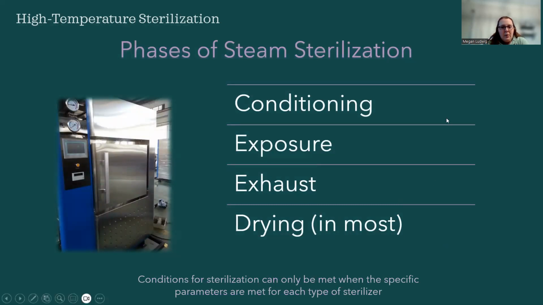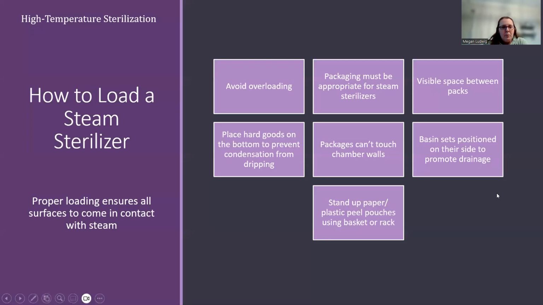All right, phases of the steam sterilizer. We have 4 basic phases here: a conditioning phase, exposure, exhaust, and most of the time a drying phase. Conditions for these have to be met per the specific sterilizer, so some might vary slightly from sterilizer to sterilizer.